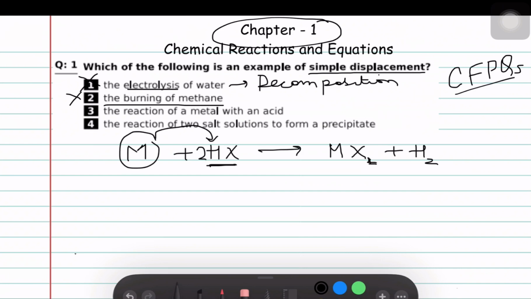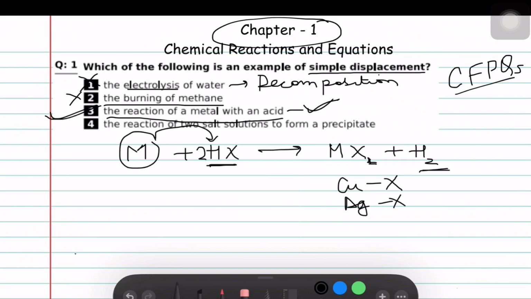Mind you, not every metal can displace hydrogen from acid. Only the metals which are above hydrogen in the reactivity series. Copper won't give this reaction, silver won't give this reaction, because they are below hydrogen in the reactivity series, right? But those which are above hydrogen in the reactivity series would definitely release hydrogen by displacing hydrogen from the acid. So yes, this is a simple displacement or single displacement. As you can see, the metal has displaced hydrogen, right? So this is the answer.